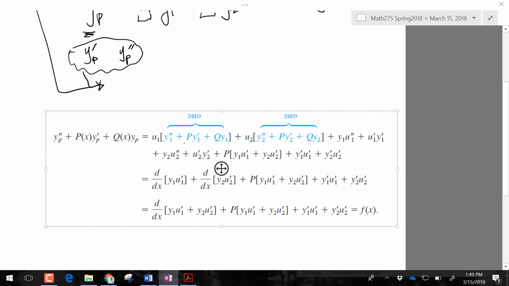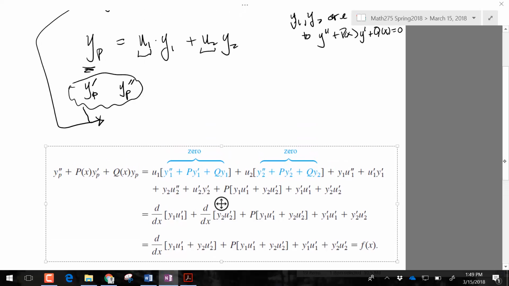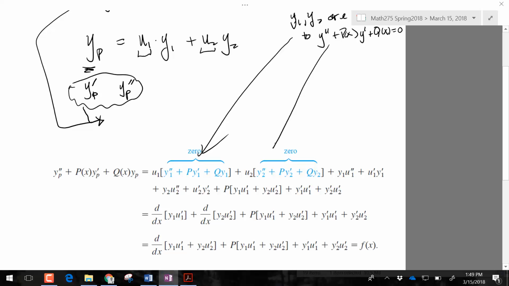And then what we want to do is identify when, because y sub 1 and y sub 2 are the solutions to the homogeneous differential equation, these things, the y sub 1 double prime plus p times y sub 1 prime plus q times y sub 1, there should be a y, is going to be equal to 0, so that stuff can disappear.